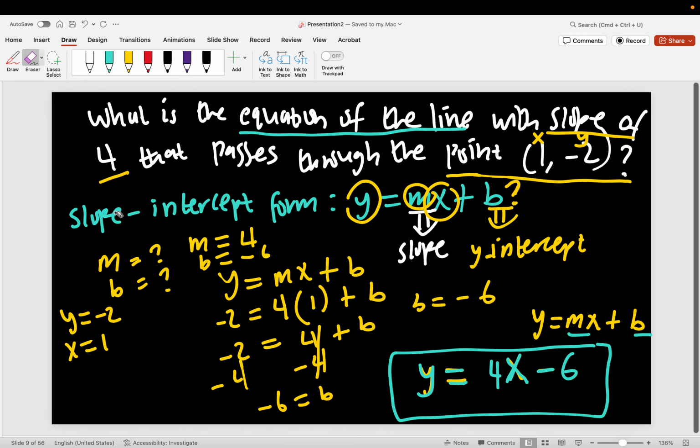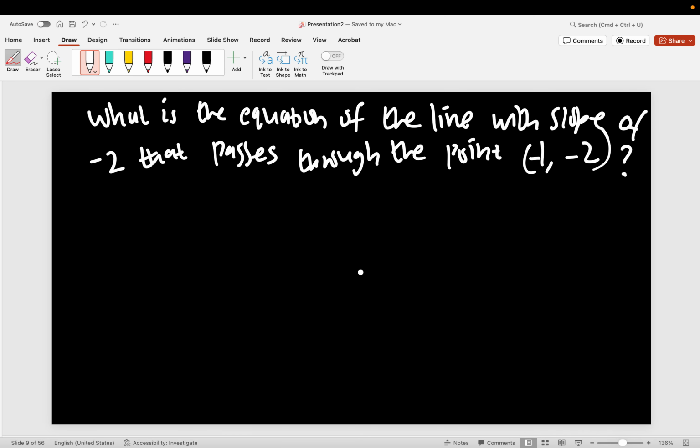Okay, let's do another problem. What's the equation of the line with a slope of -2 that passes through the point -1, -2? I could make this -3, so it's a bit interesting. Okay, let's make it -3. So this is -3. Let me make it obvious it's -3, because I don't think it's obvious. Okay, so we want to find the equation of the line.